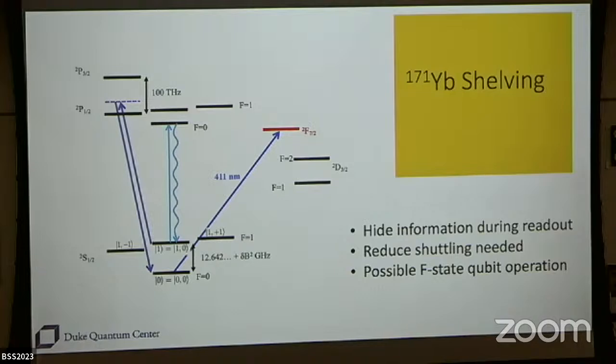We can use this to basically hide the qubit up in the F state. If we wanted to do some kind of readout where we were addressing all the ions, you could hide your qubit state up here for the qubits that you want to. There are some schemes that we're exploring on how to use that for readout. But also, this is an F7 halves, so there are many different levels up here as well, and we can also make qubits in those F states. Having this 411 added to our capabilities adds some new possibilities there.